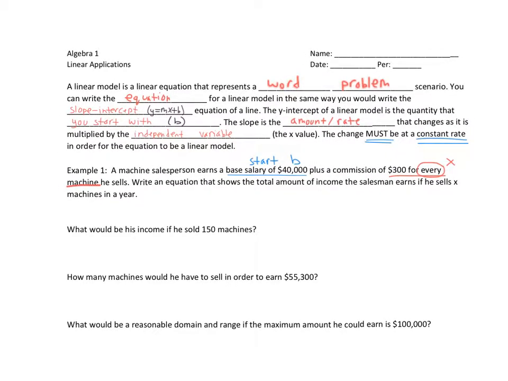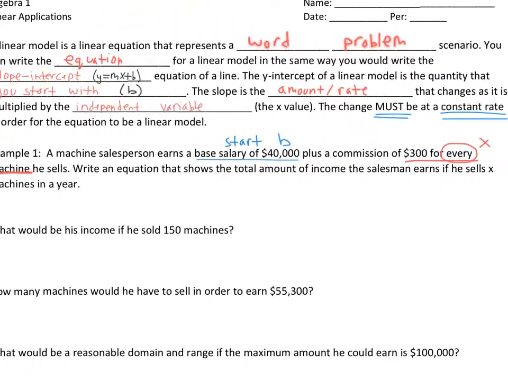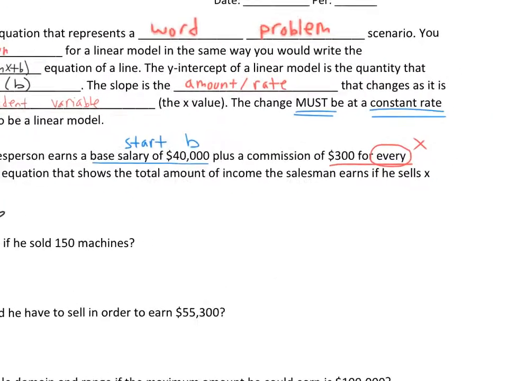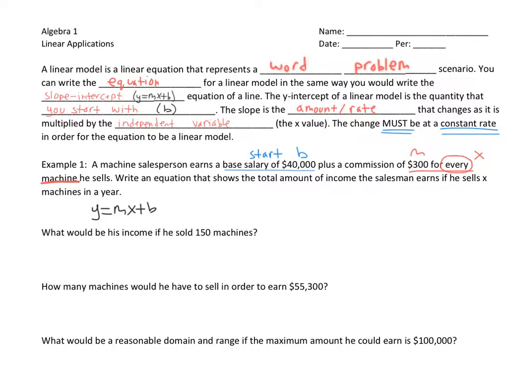Write an equation that shows the total amount of income the salesman earns if he sells x machines in a year. So you know x stands for the machines. What number goes with the machines? Well, that's 300 right here. So if you write your equation in the form y equals mx plus b, let's label this 300 as your m. So we have our starting amount, the b, and we have our m. If we write our equation, we get y is equal to your m, which is 300x, and then plus your b, which is plus 40,000. Both these numbers are positive because we're adding up the total income.